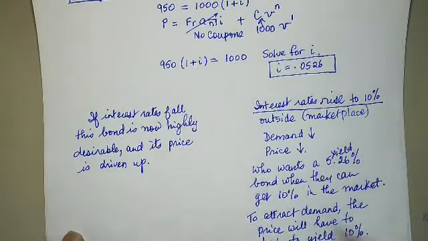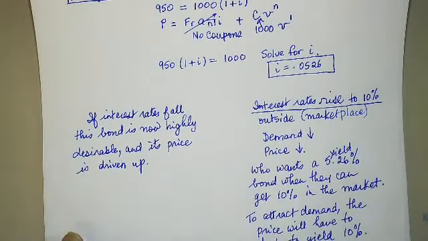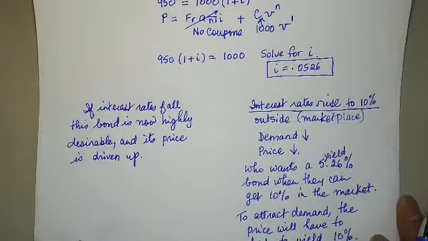And its price is driven up, the same way that the price was driven down in the other scenario. You get it, right? All of a sudden interest rates are 2%. Everybody wants this bond now because this bond is paying 5%. Follow me?